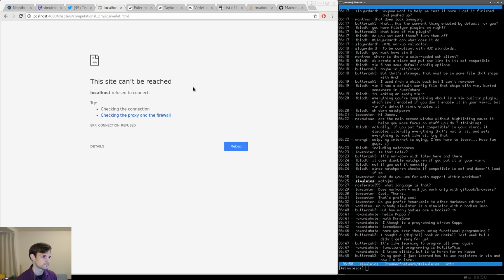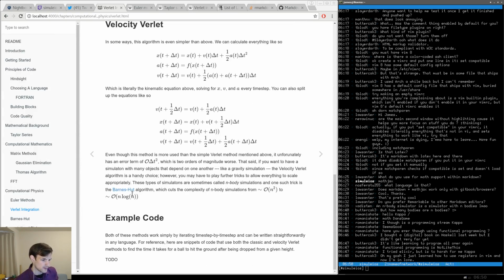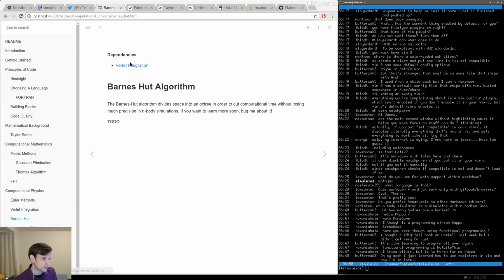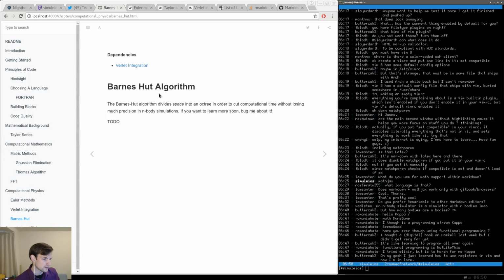Give it a second. Come on. Okay, and so we should just be able to click this guy, and it should lead us to Barnes Hut. This should lead us to Verlet integration. Yep, this should also lead us to Barnes Hut. Good, everything's there. Barnes Hut algorithm divides space into an octree in order to cut computation time without losing much precision in n-body simulations. If you want to learn more soon, bug me about it. Good. Okay, so that's what we have so far.